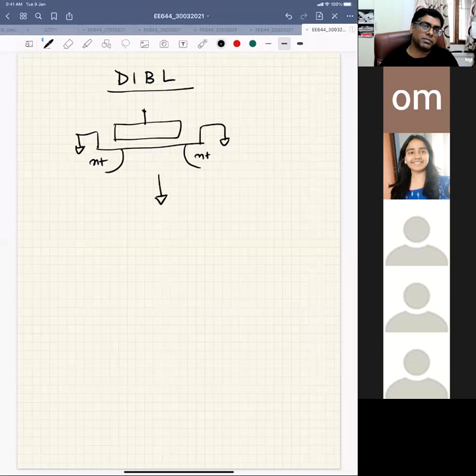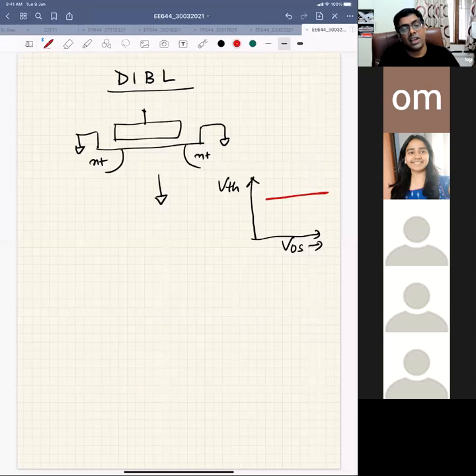What we have discussed earlier is that if I plot my threshold voltage as a function of drain to source voltage, VDS, your threshold voltage is flat. It does not change with drain to source voltage. But that is not true for the shorter transistor. In the shorter transistor, your threshold voltage changes with VDS, so it will be like this. As you increase drain to source voltage, your threshold voltage will change.